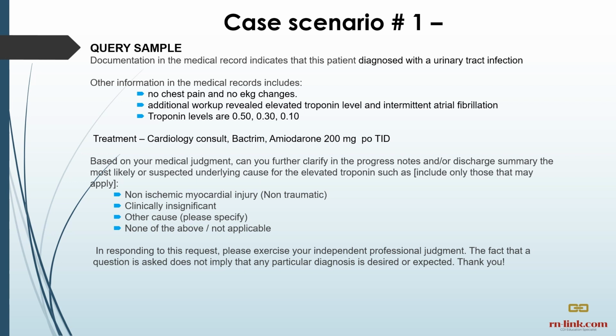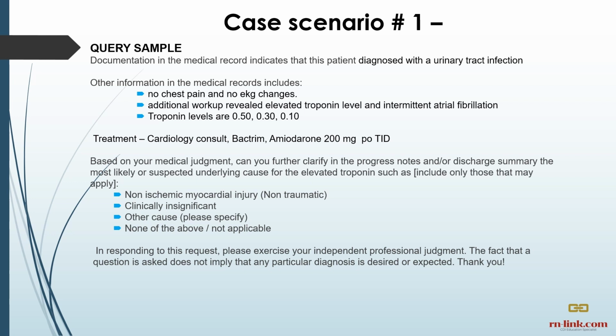Based on your medical judgment, can you further clarify in the progress notes and/or discharge summary the most likely or suspected underlying cause for the elevated troponin, such as, include only those that may apply: non-ischemic myocardial injury, non-traumatic; clinically insignificant; other cause, please specify; none of the above/not applicable. In responding to this request, please exercise your independent professional judgment. The fact that a question is asked does not imply that any particular diagnosis is desired or expected.